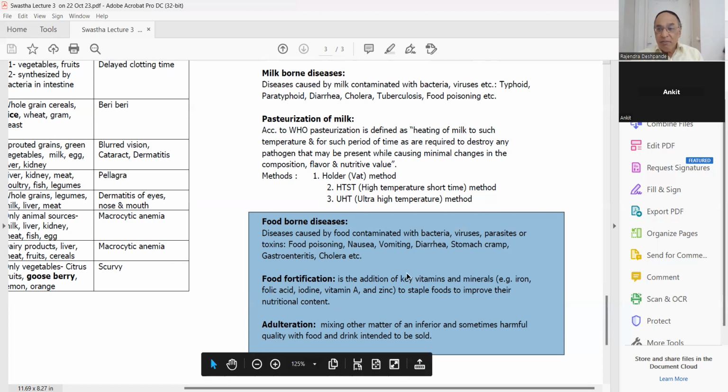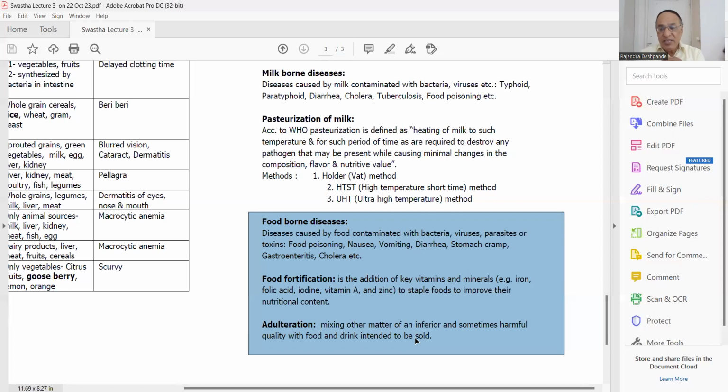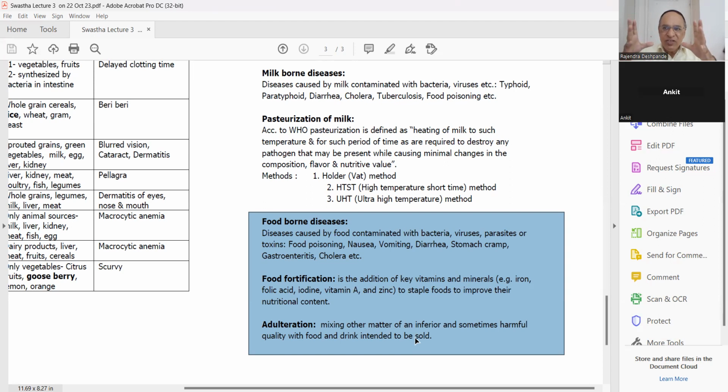Last, adulteration: mixing other matter of an inferior and sometimes harmful quality into food and drink intended to be sold. That is called adulteration. Some bad people in the society, just because of craving for money, do this type of adulteration in food, and this is a very serious problem. That's why you must remember the word FDA. Food and Drug Administration is a department of government, and their supervisors make random visits to shops and hotels and check the food quality and standardization.